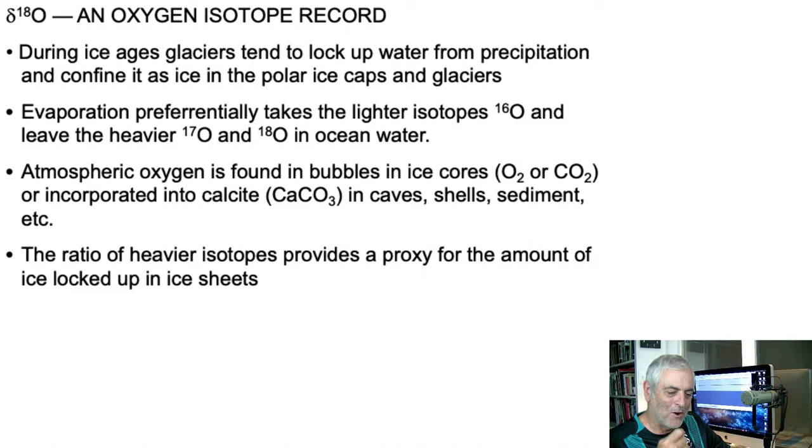Both carbon and oxygen have isotopes. These isotopes can either be stable or they can be radioactive. Carbon-14 is an example of a radioactive carbon isotope. When it decays, it turns back into nitrogen, in fact. So carbon-14 doesn't help us much with ancient climates, but carbon-13 tells us a little bit about ancient climates. Carbon-13 seems to be correlated with ocean productivity, the primary productivity in the oceans.